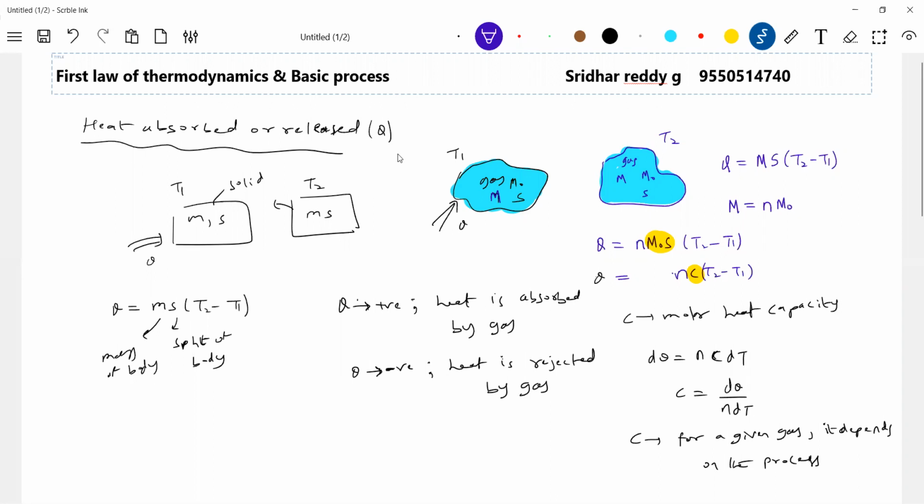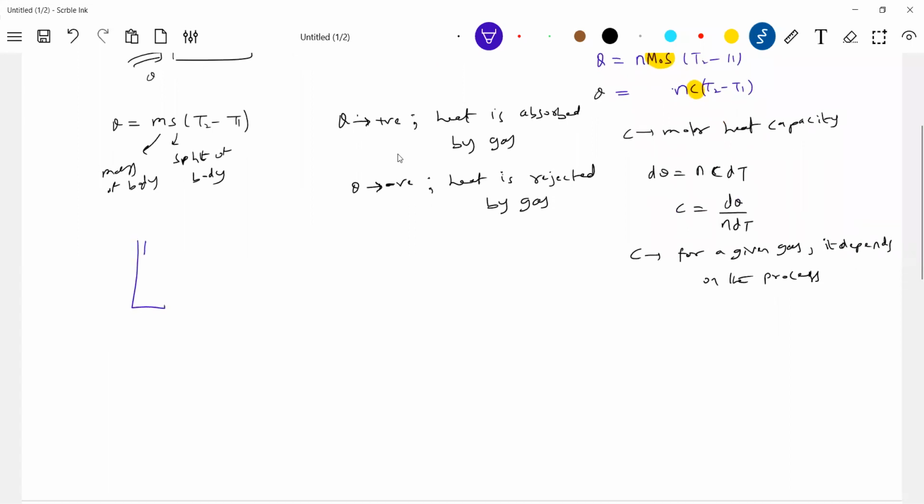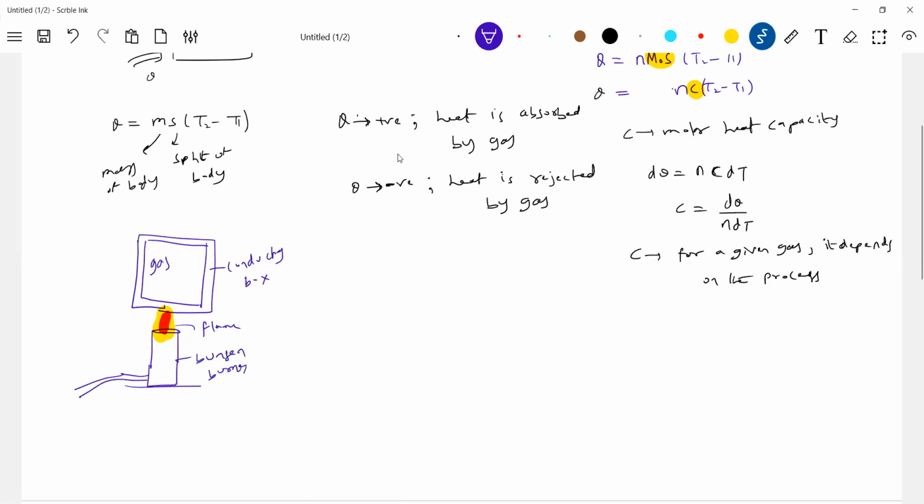Who will supply heat? Next question: how to supply heat to a gas? Just put a Bunsen burner flame nearby. You take the gas in a container. So I'll take the Bunsen burner. There's a gas, and let this be a conducting box. This flame will supply heat and the gas will absorb it. So that's one method.